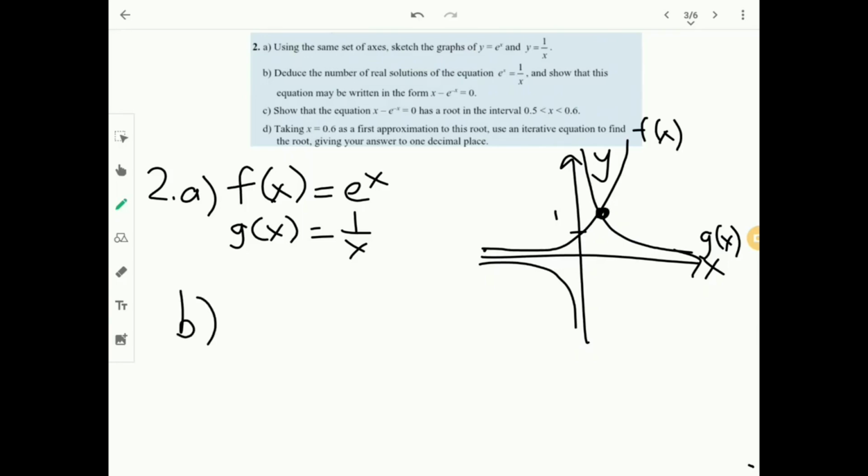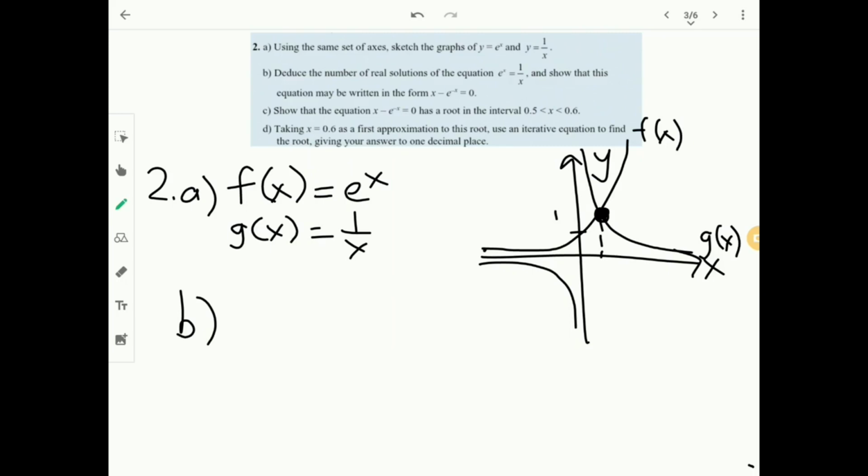Part B: deduce the number of real solutions of the equation e to the x equals 1 over x, and show that this equation may be written in the form x minus e to the minus x equals 0. Now you can see there's only one point where they intersect, so it has one real solution.